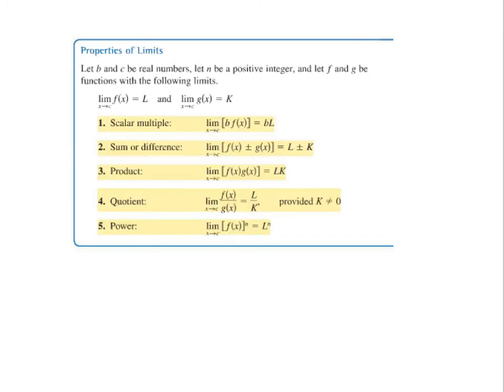Okay, a couple properties of limits you need to know. This is not hard. Just whatever you can do with a real number, you can do with a limit. In other words, you can multiply a limit by a scalar. So the limit of a function, when I multiply the function by b, is just b times the limit. If I add limits, the limits are going to be the addition or the subtraction. I can multiply limits, I can divide limits, and I can raise limits to a power. Let's see what that means right here.